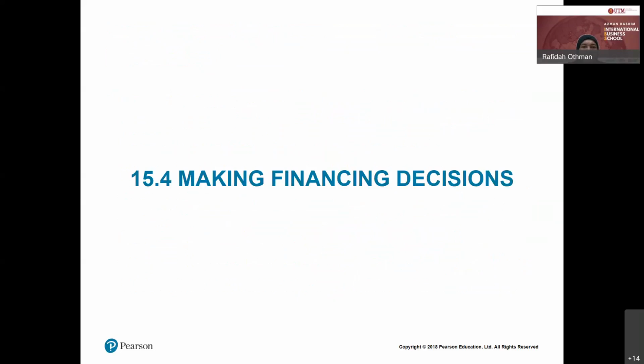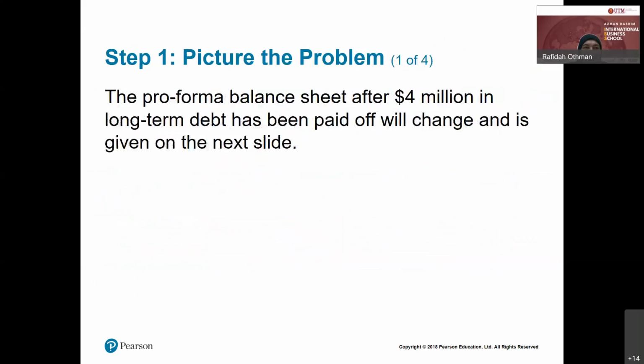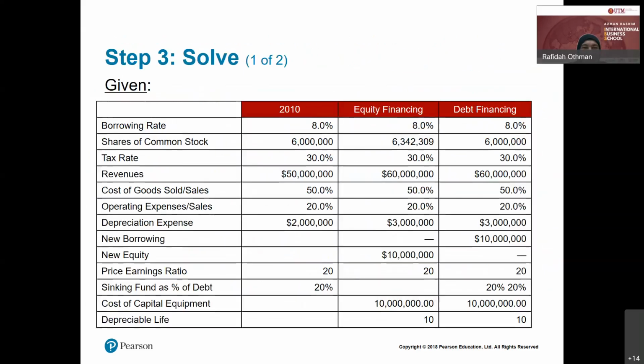So we look at the benchmarking as well. In industry, we have benchmarking of the capital structure. You may look at the benchmarking in investing.com. Last time I already showed you on investing.com. When you look at the financial statement, you can see the company financial statement, and there's also the industry benchmark there. I think that's it for this slide.